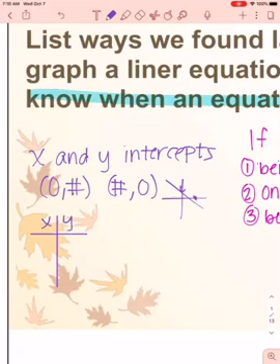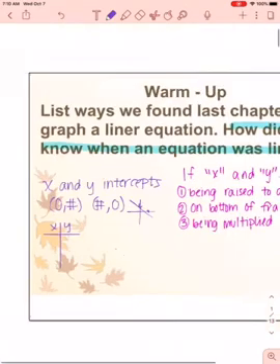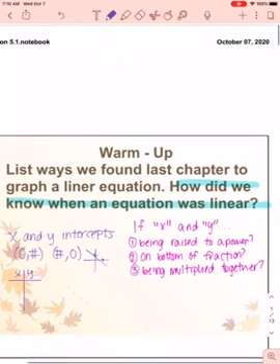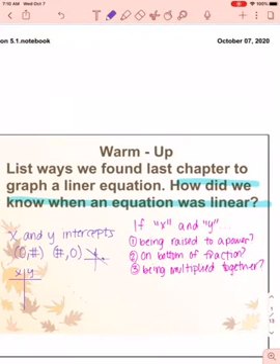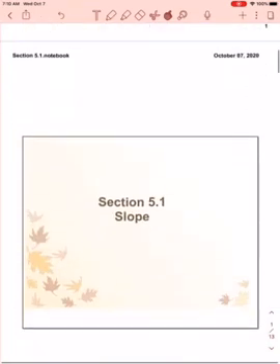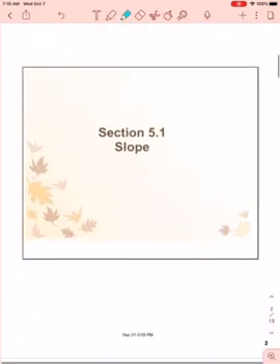Okay. And then we also made XY tables. So we would just plug numbers in for x, find the y, and plot the points. Okay, those are the 2 ways that we used to graph a line last chapter. This chapter we're going to learn lots of other ways to deal with linear equations. So those are the ways we've already done, and we're going to learn a lot more this chapter.